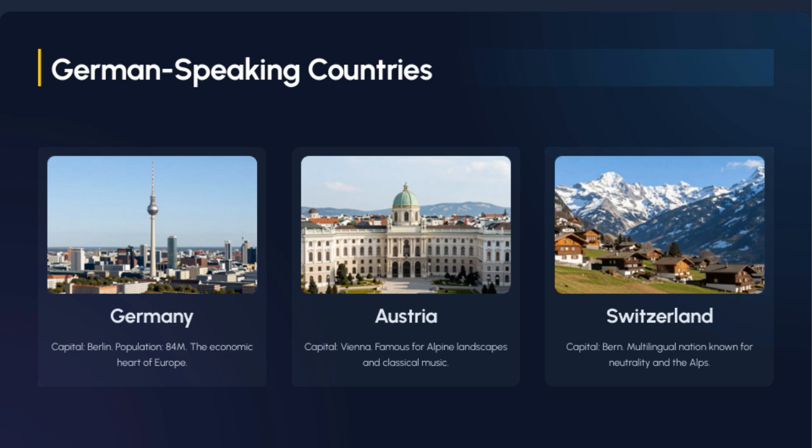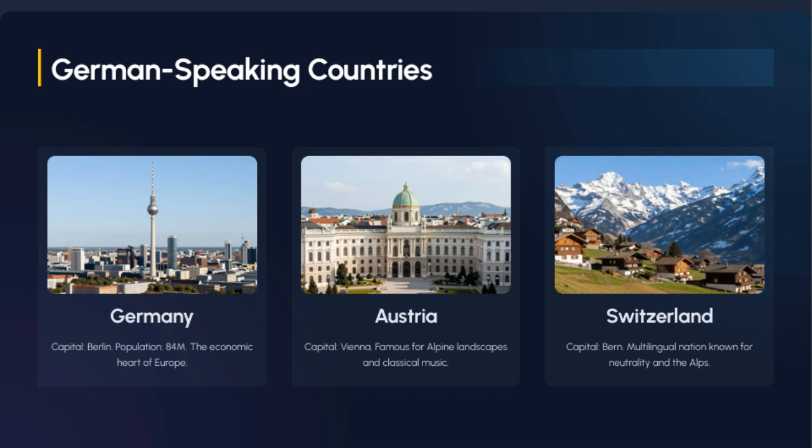Moving on to Austria, whose capital is Vienna. Austria is famous for its breathtaking alpine landscapes and its rich musical heritage, especially classical music, with composers like Mozart and Strauss having called Vienna home.